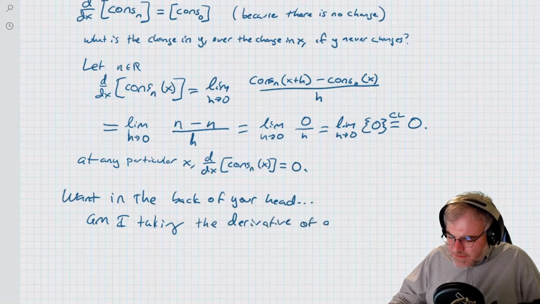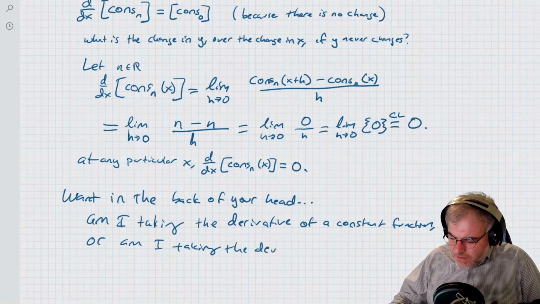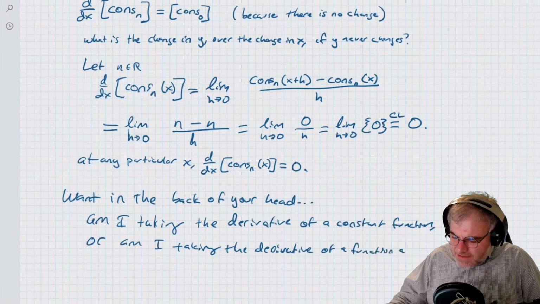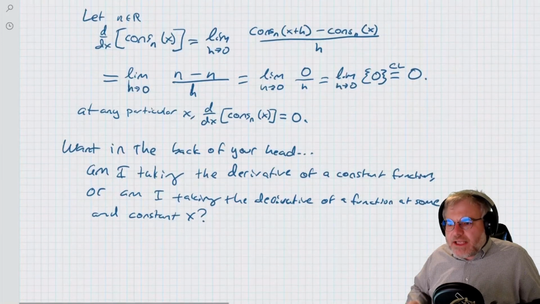Am I taking the derivative of a constant function, or am I taking the derivative of a function at some fixed, constant x? Okay, so is everybody okay with this?